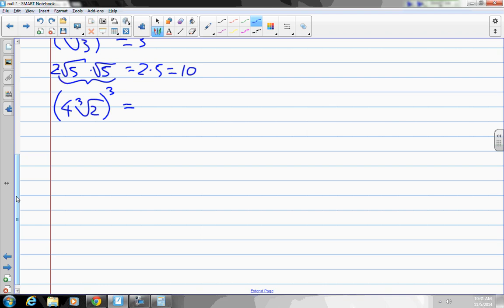64. Okay, so 64 times what? What's the cube root of 2 cubed? 2. So 128. Okay. So you're cubing both parts. If I just give you 4 cube roots of 2 times a cube root of 2 like that, what would that be?